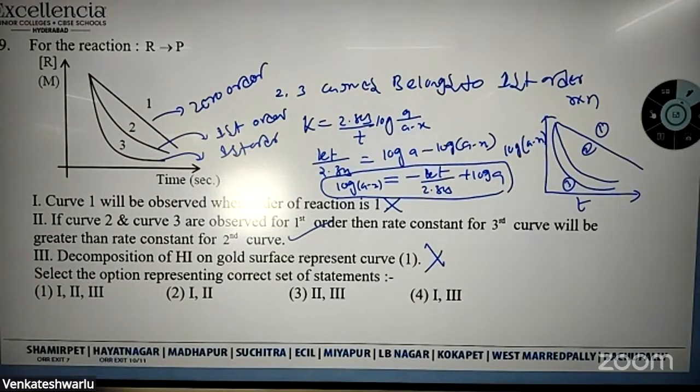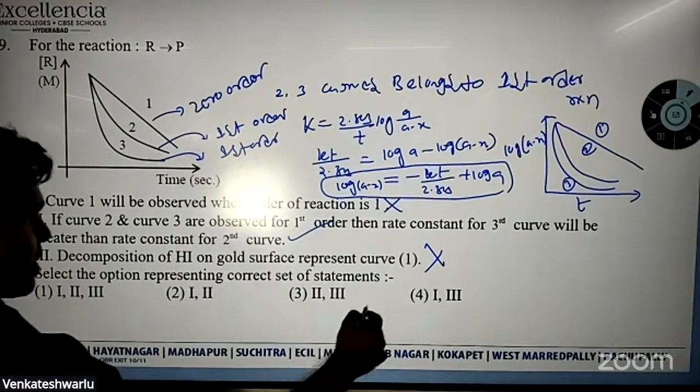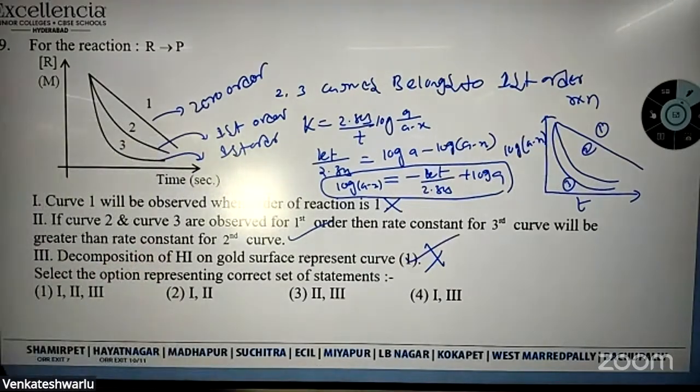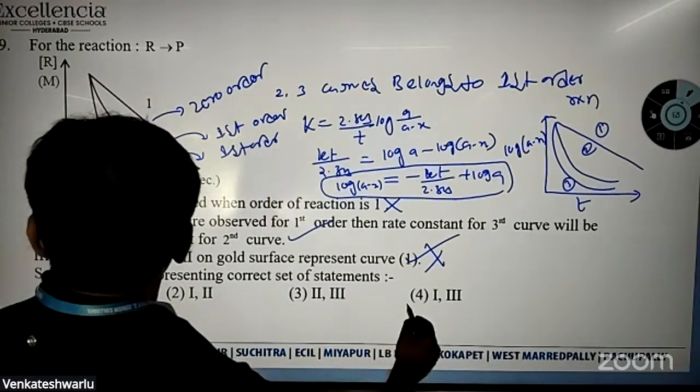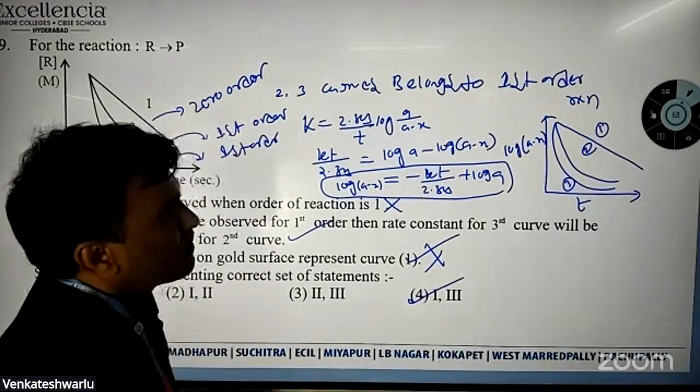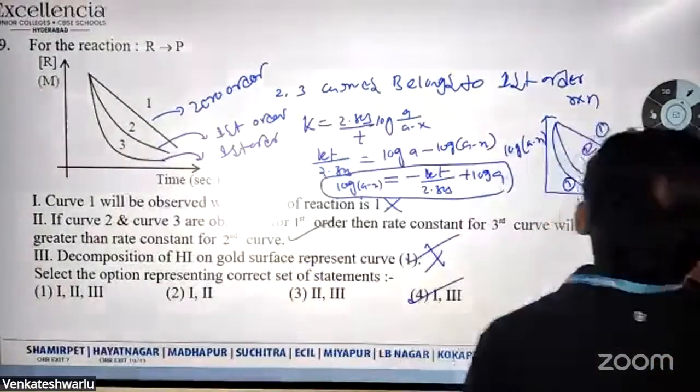Now select the options that represent the correct statements. Decomposition of HI on the gold surface represents curve 1. Yes, it's correct. So the correct option is 1 and 3. Yes, 1 and 3 is correct. Now let us move to the next question.